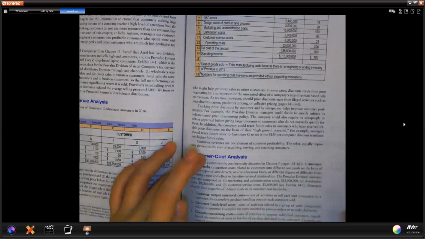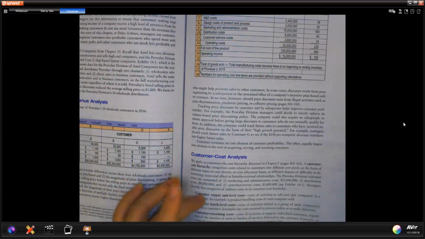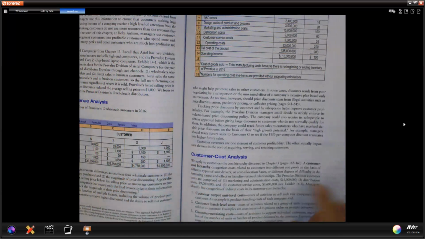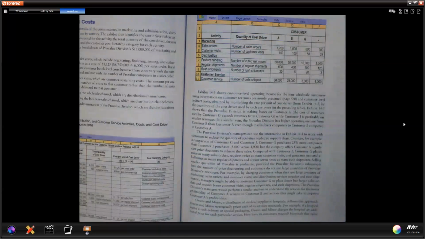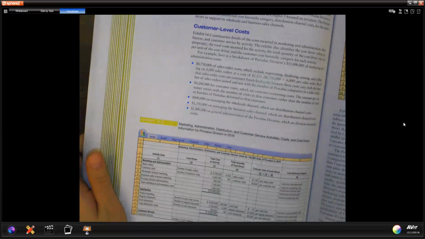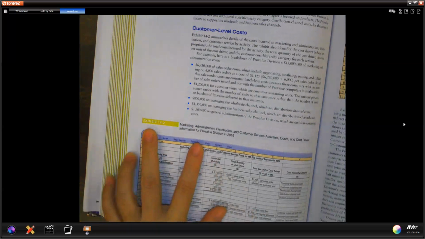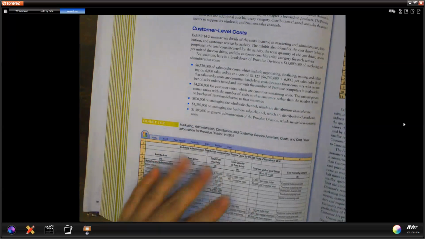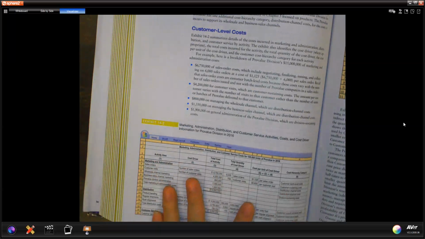For the cost, you have to know there are 5 different levels of cost, which we call the customer cost hierarchy. We will talk about more detail in class, but read the textbook to get a general idea. And then Exhibit 14-2, I don't really think this is important. You don't need to worry too much about this one.